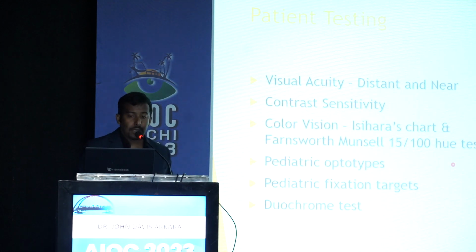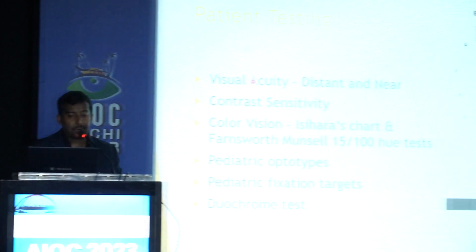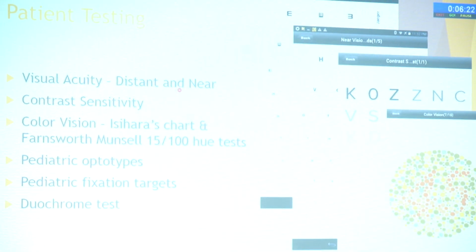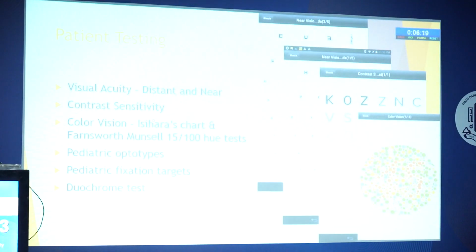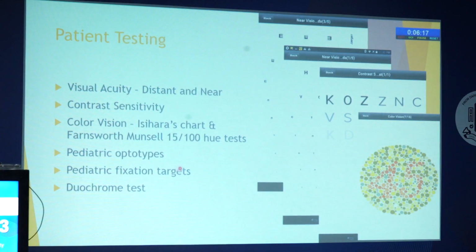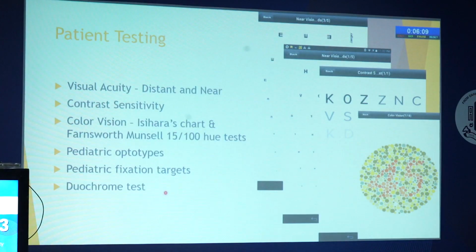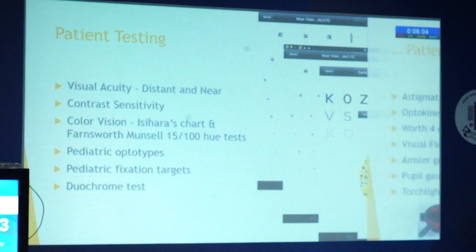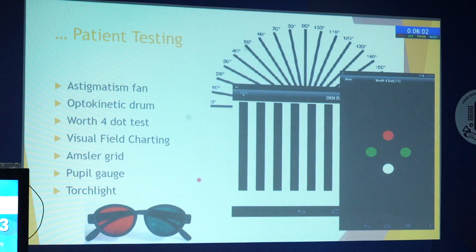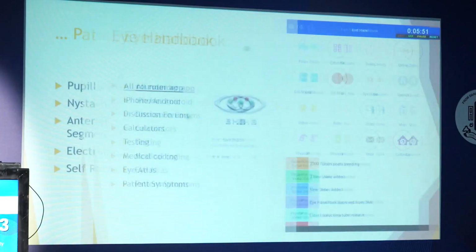So first, let's know what can be tested. Visual acuity can be tested, both distance and near. Then there is contrast sensitivity, color vision. And of course, for pediatric cases, you can have pediatric optotypes on your smartphone, fixation targets, and also if you want to do a duochrome test to correct the refraction correctly, you can do that. And just going over the list once, you have all these things: astigmatism fan, optokinetic drum, and so on. Now, specifically, let's go to the apps themselves.